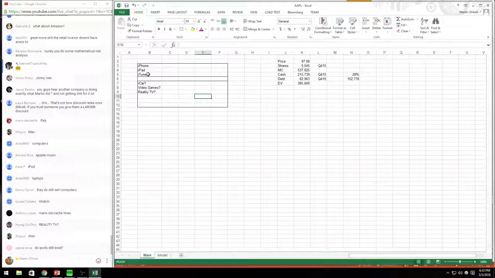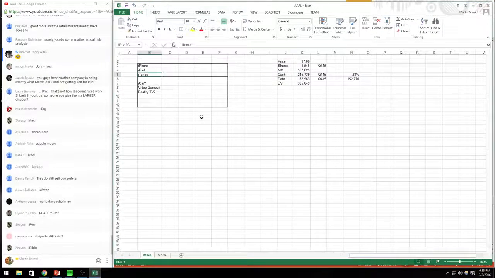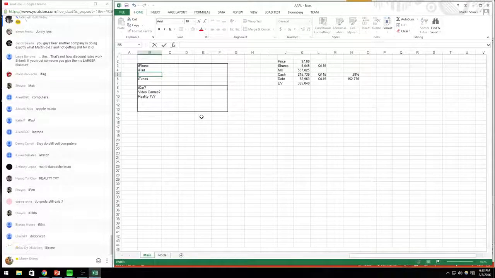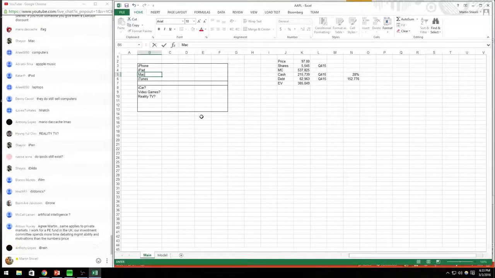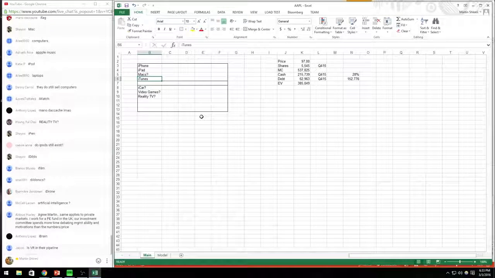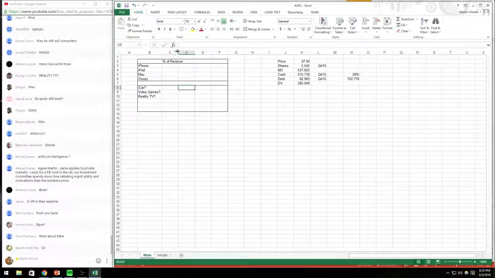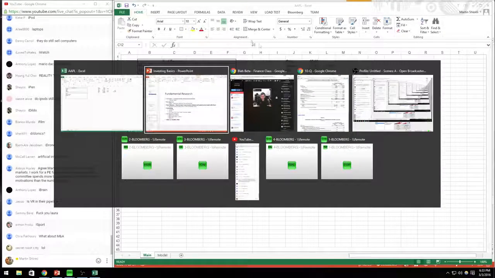iPod. Oh, right, they sell computers, obviously. What is that? MacBook, stuff like that. Macs. And we want to do percentage of revenue. We want to take notes in our model. So one of the ways that we can do that is going through all of the press releases.